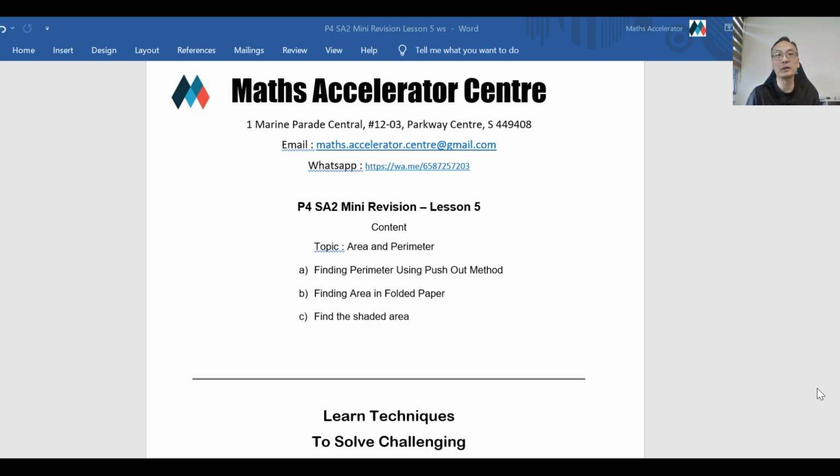Today we're going to cover the topic on area and perimeter. Firstly, we're going to find the perimeter using the push-out method. Next, we're going to find the area in folded paper. And thirdly, we're going to find the shaded area. Let's go to the first question.